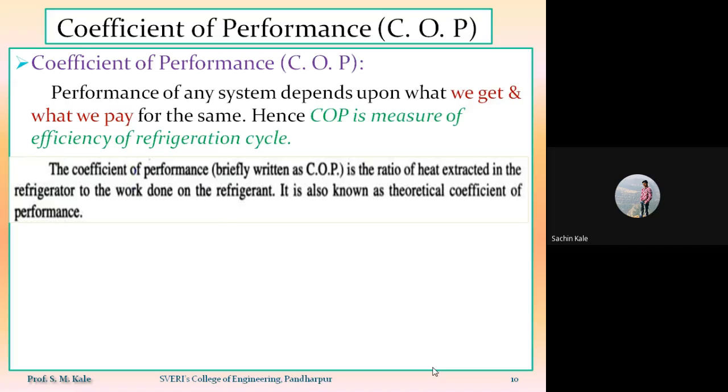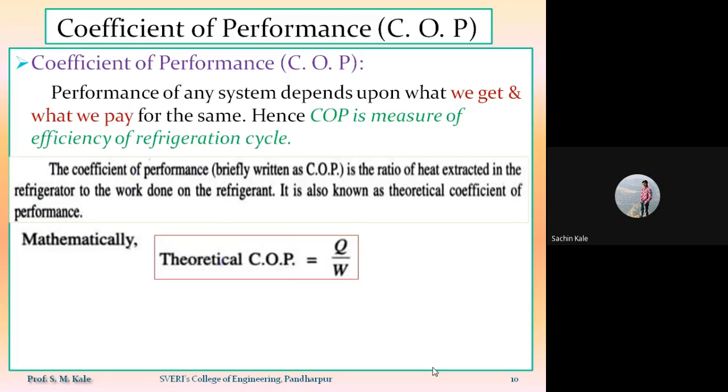Ratio of heat extracted in the refrigerator, that is nothing but output, to the input, which is nothing but work done on the refrigerant. So that output to the input is called the coefficient of performance, and that is also called the theoretical COP or theoretical coefficient of performance. So theoretical COP of any refrigerating machine will be equal to output divided by input. Here output is nothing but QA, the amount of heat absorbed, that is also called the refrigerating effect.